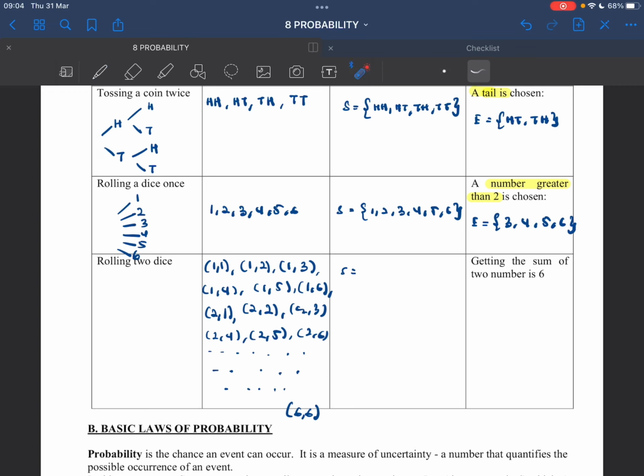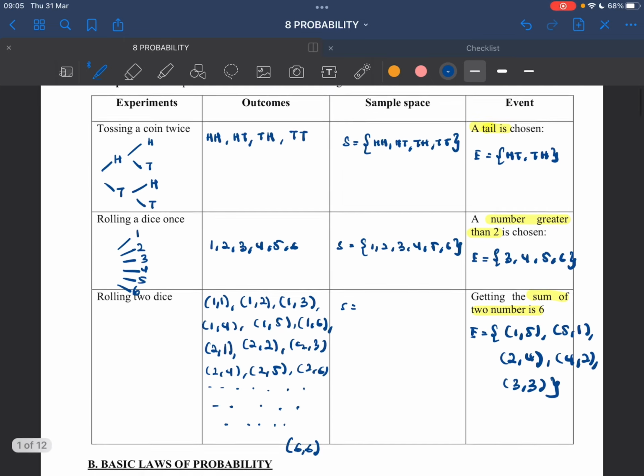Here the event is getting the sum of the two numbers equal to 6. So you have to sum up the two numbers. 1 plus 5 is 6, so the event includes 1, 5, and obviously 5, 1, which is 5 on the first roll and 1 on the second roll. Then we have 2 plus 4, which is 6: 2, 4, and also 4, 2. Those are two different things. And another one is 3, 3. So you have 5 outcomes there.